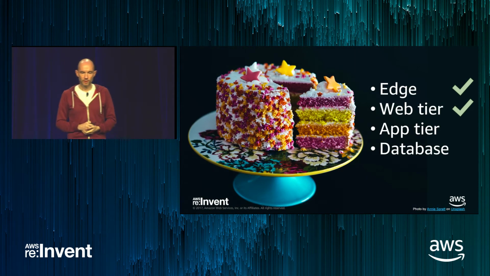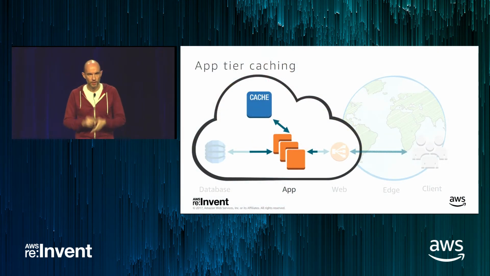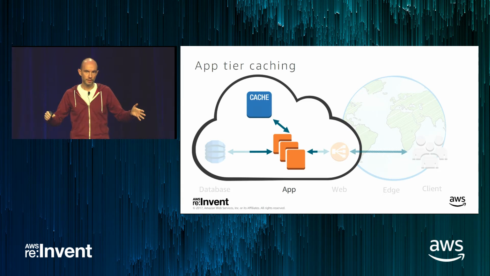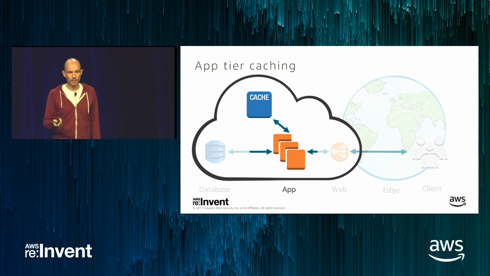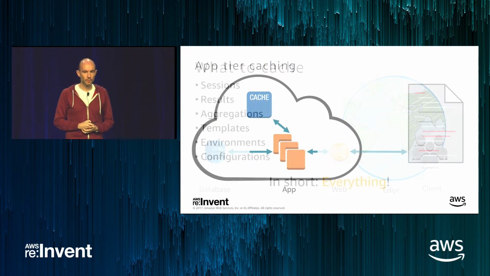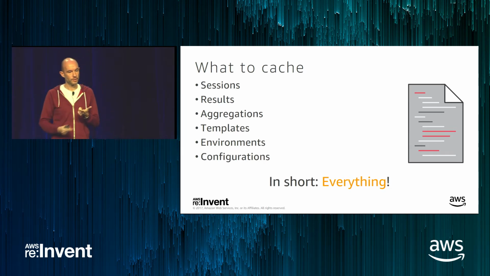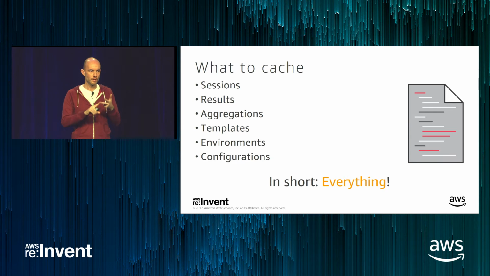Okay, let's move on to the core of your application, or the first half of your core, which is the app tier. So your application is sitting on a bunch of EC2 servers, and we're now talking about how you can add value by putting a cache on top of that and help you save time here. And if there's one thing that you take away from this talk, it is you can really cache everything. You can cache your sessions, you can cache your results, you can cache aggregations that you put together out of different database connections and cache them. You can even cache your templates.